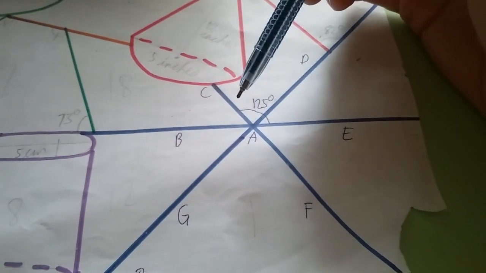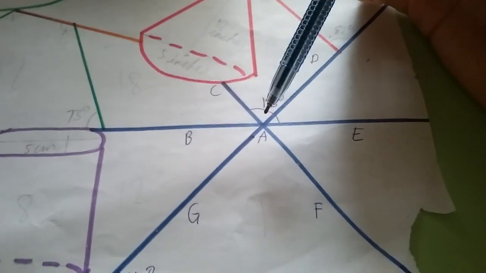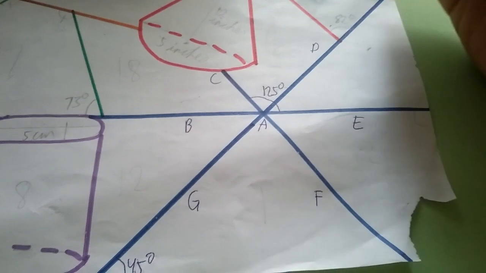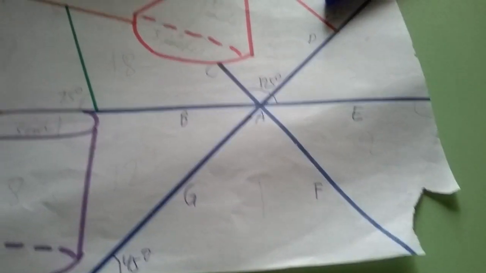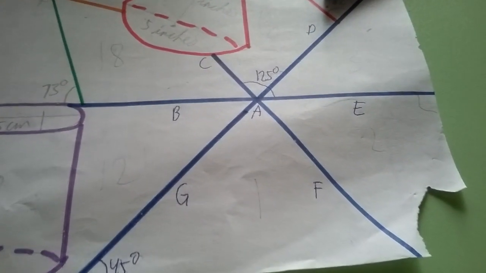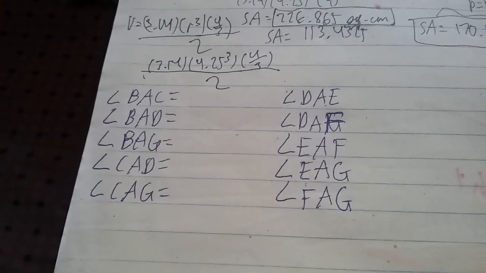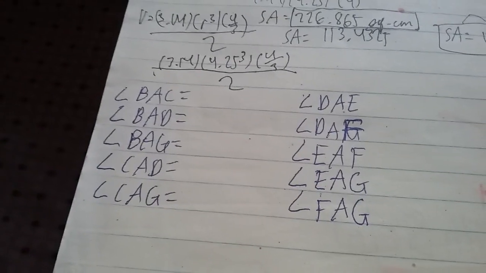So these are the vertical angles, alright? A, B, C, D, E, F, and G. Now it's our job to solve for the following. Here is our objective. We need to get the measure of those missing angles that you see right over here.